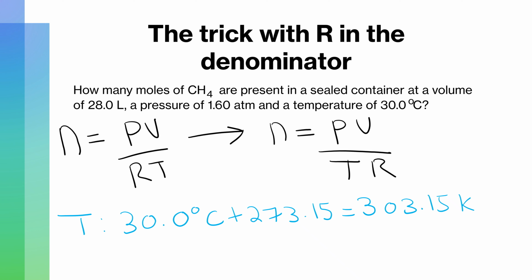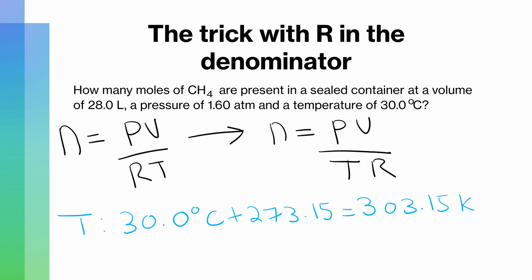Okay, let's do another practice question using the second unit combination, except this time the gas constant, the value R, is going to be in the denominator of the rearranged equation. How many moles of methane are present in a sealed container at a volume of 28.0 litres, a pressure of 1.60 atmospheres, and a temperature of 30.0 degrees Celsius?